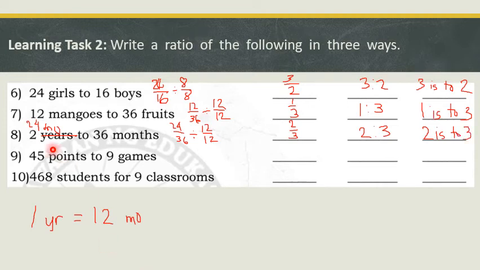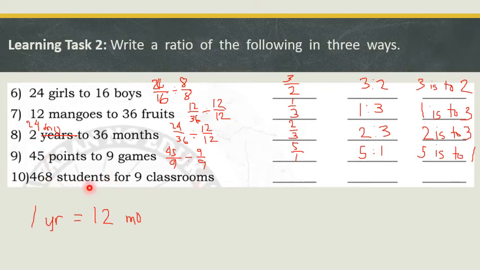Then, we have number 9, 45 points to 9 games. So, hindi natin pwedeng ipagkatulad yung points at saka yung games. So, as is na po siya, 45:9. So, saan siya pwedeng i-divide? Pwede natin siya i-divide sa 9. 45 divided by 9 is 5. 9 divided by 9 is 1. So, sa column form, magiging 5:1. Sa word form, ganun din po uli siya. So, 5:1.